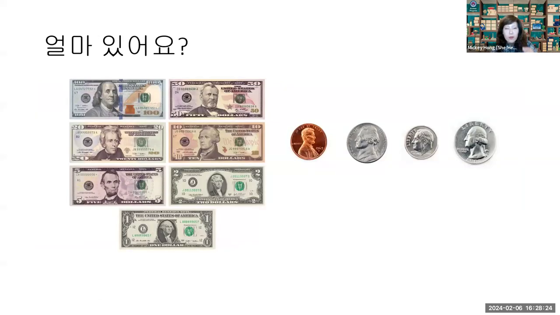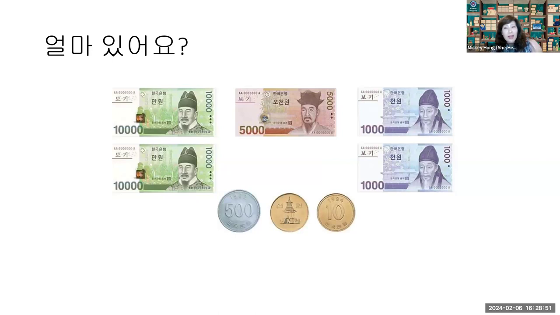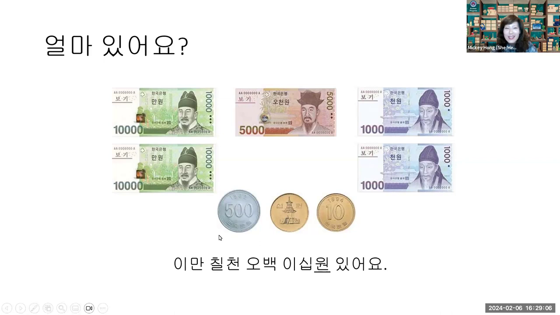Okay, order. 얼마 있어요? How much money? 188불 or dollar 41 센트 있어요. Okay, cent is cent. Or sometimes we say 전. 전 is a Sino-Korean for cent. Obviously, dollar and cent are English loan words. 얼마 있어요? 27,520원 있어요. Okay. So let's try to translate this into English. 이만 is, it says 2만, so 20,000, 27,000.